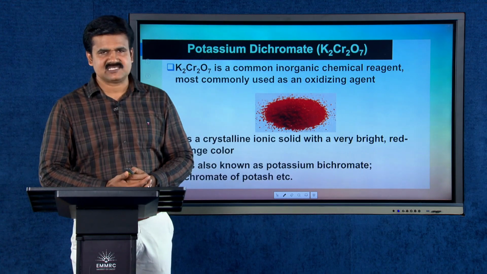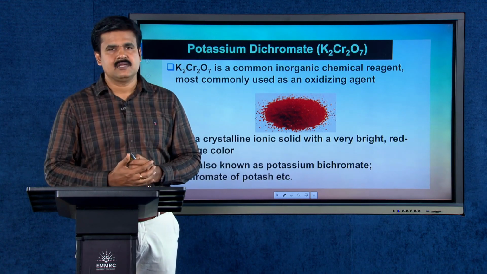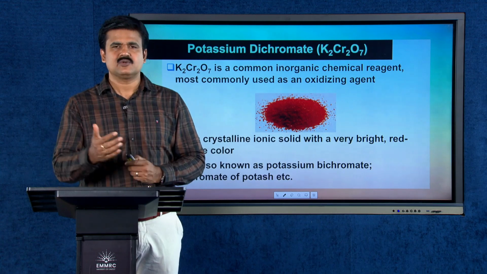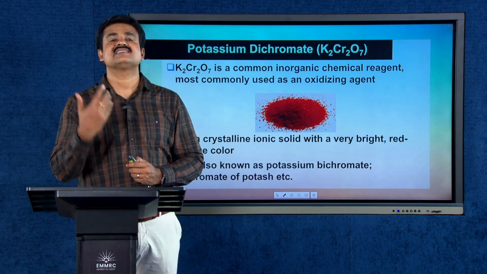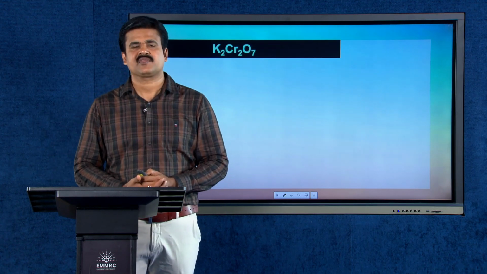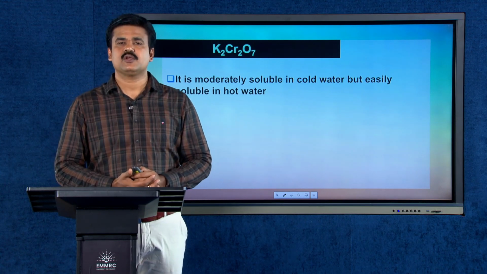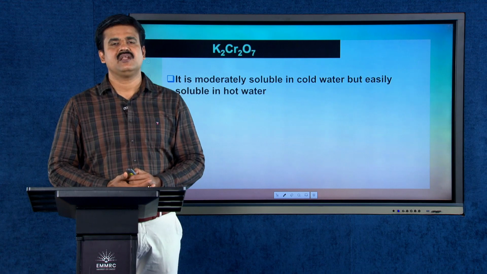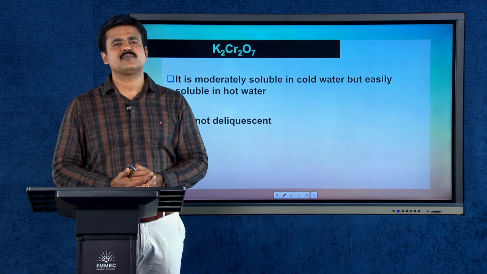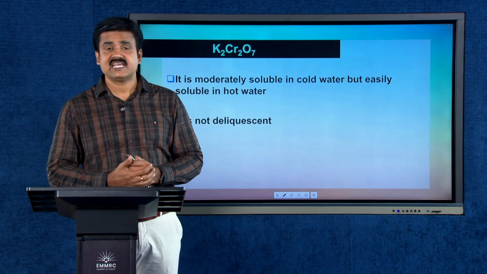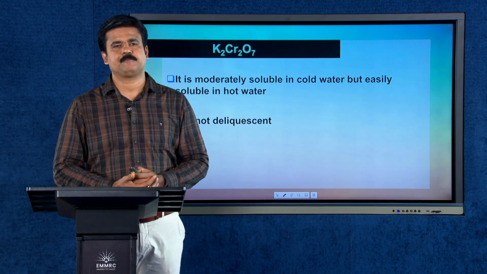This potassium dichromate is also known as potassium bichromate, bichromate of potash, etc. So, bichromate of potash or potassium bichromate are synonyms of potassium dichromate. Now, potassium dichromate is moderately soluble in cold water but easily soluble in hot water. It is not deliquescent. That is, potassium dichromate will not have the property of absorbing moisture from the air and dissolving in it. It is not associated with the deliquescent property or hygroscopic property.